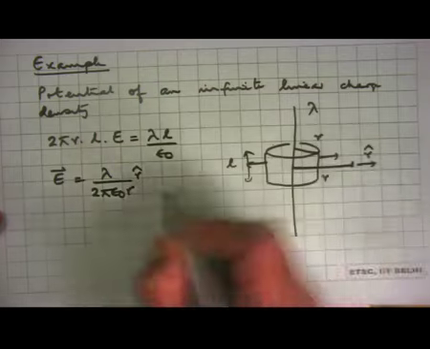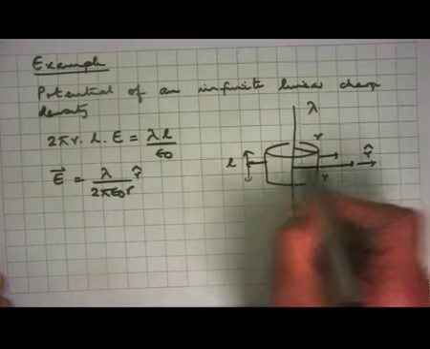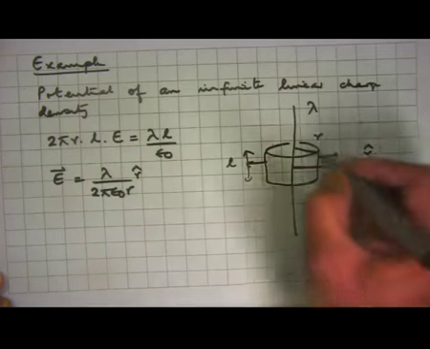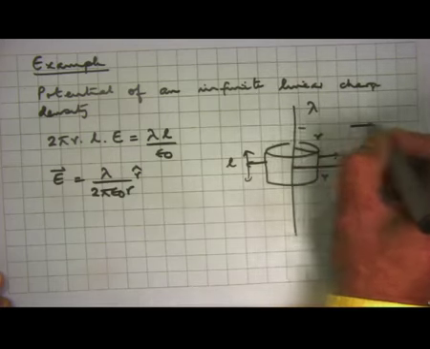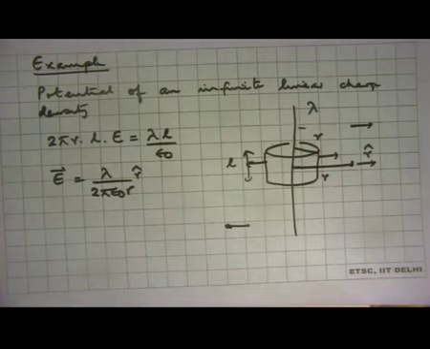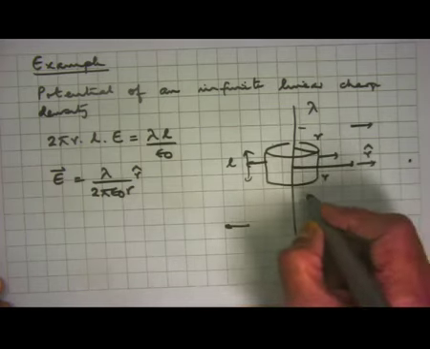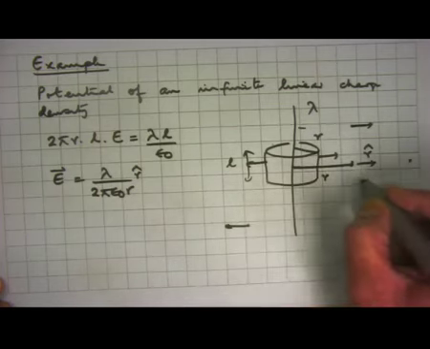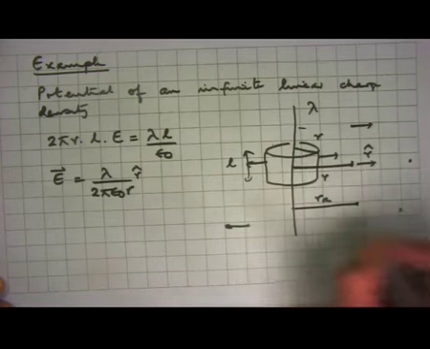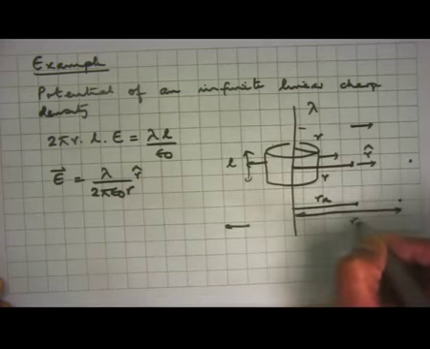Now, the r cap is a vector along a direction perpendicular to the line charge. So, at this point the r cap will be like this, at this point the r cap will be like this. So, that is the electric field. So, I can actually calculate the work done in bringing a charge from some point r a to r b. So, let me take a point here. This is a point at distance r a, this is a point at distance r b.